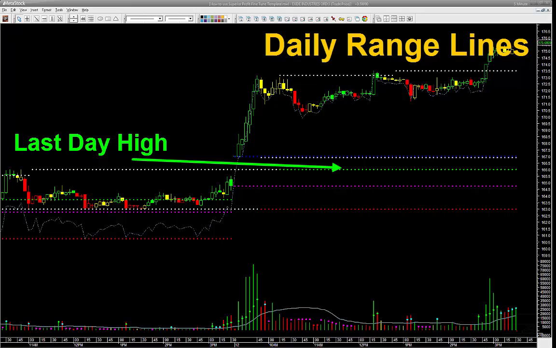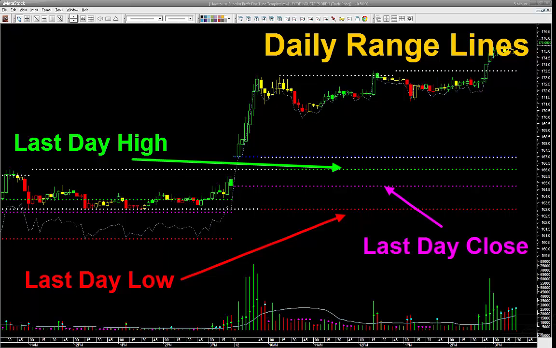Green line is last day's highest price, we call it last day high. Red line is last day's lowest price, we call it last day low. Magenta line is last day's closing price. Together, they help us quickly and easily see last day's price range on today's intraday chart. Blue line is opening price. We call it today's open.